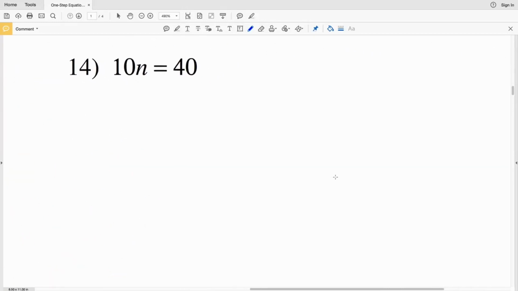Let's move on to 14, which will be the last problem we do in this video. We're going to isolate the n by dividing by 10. And if you divide by 10 on the left, you divide by 10 on the right. So n is equal to 40 divided by 10, which is 4.